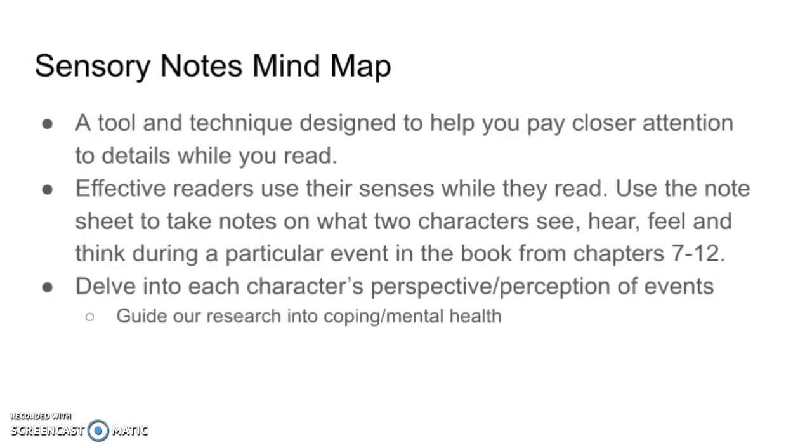So our sensory notes mind map is about using your senses as you read. There's going to be a note sheet that you're going to use to take notes on what two characters see, hear, feel, and think during a particular event. So you're going to be thinking about one event and then taking two characters and thinking about how they perceive that event. I'm going to give you a quick example.